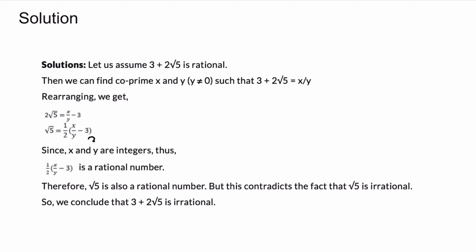But first you can see the solution here, as it is clearly mentioned how to go about it. And once again, all we did was rearranging in the very start, and because we got to know that 1 by 2 x upon, in the bracket, x by y minus 3 will give us a rational number, while we know that root 5 is not a rational number, therefore it is contradicted here, and we concluded that 3 plus 2 root 5 is irrational. Great.